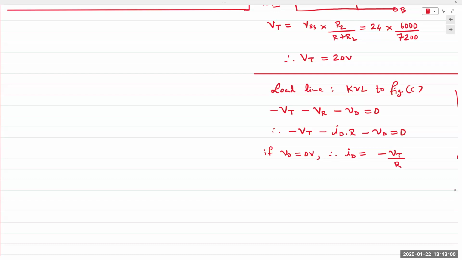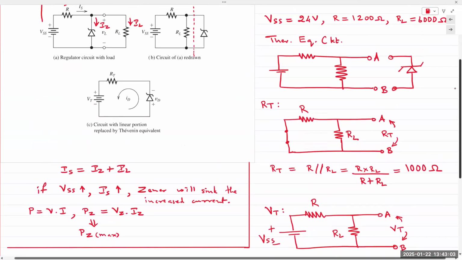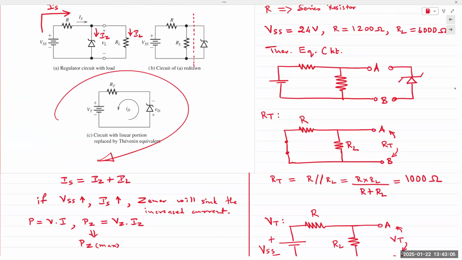So that's because I apply KVL in this manner. The question being asked is why are the negative signs everywhere? There are 2 points to it. One is the way I apply KVL: I take all the voltages in a circuit, let's say VT, VR, and VD, and sum them up to 0. This is the way I apply KVL.